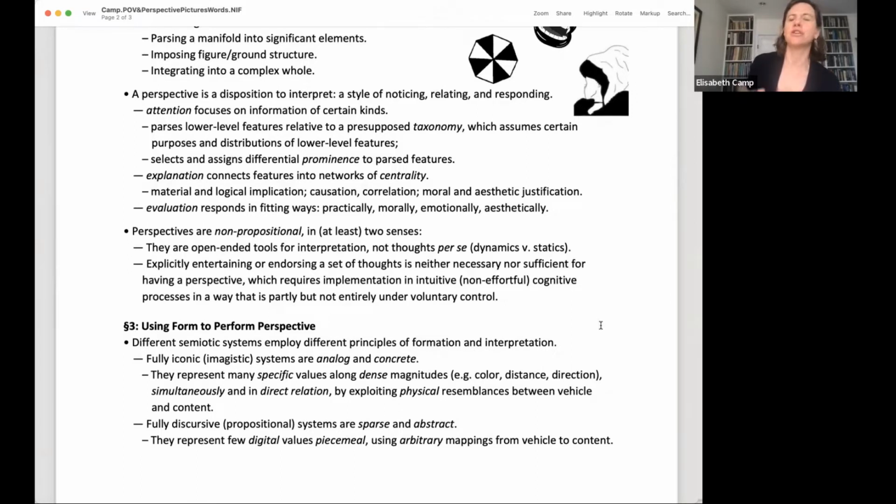Attention does the noticing. So it focuses on information of certain kinds. It does that by parsing lower level features relative to a presupposed taxonomy, a taxonomy of categories of kinds of things. And that taxonomy itself assumes certain purposes, certain priorities, certain things matter, and certain distributions, rough homeostatic clusters of lower level features. Things tend to go together. Lower level features tend to go together. So given a manifold parsed into kinds, attention then selects some of those as worthy of attention at all. And among those which make it to the level of consciousness, it assigns different levels of prominence to various of those features. So that is something I think we see varying, again, in the old lady, young lady figure, in the different ways of seeing it.